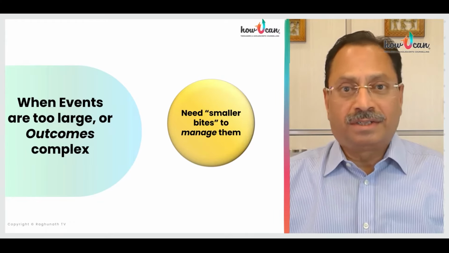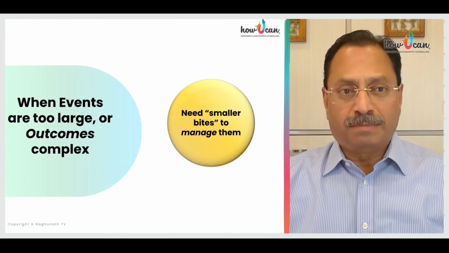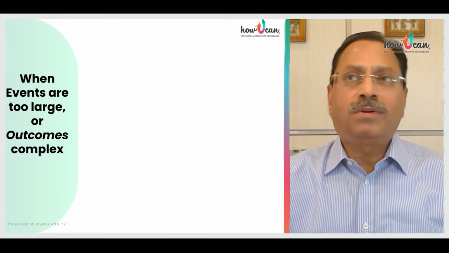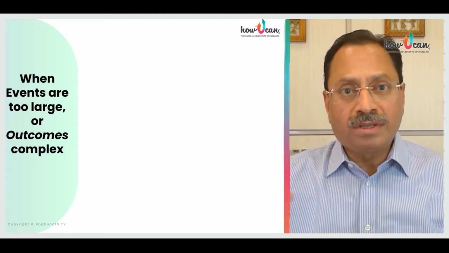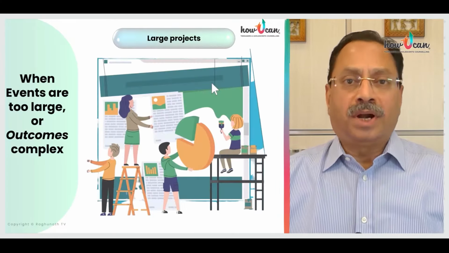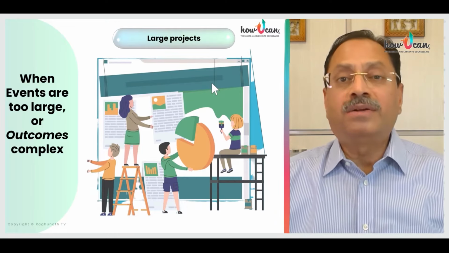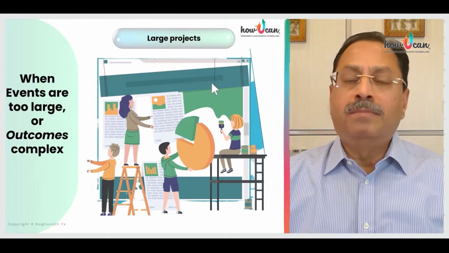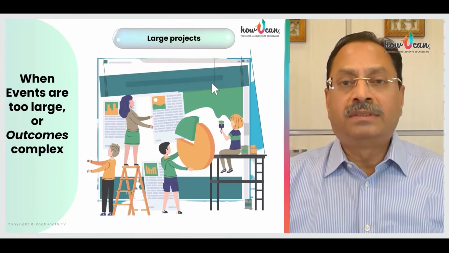In this context, let me try and explain when events are too large or outcomes complex, what kind of events in real life these are, so that you can relate to the concept I'm going to teach you. For example, a very large project. Many teammates have to each do their respective work and contribute, and then a big chart on the school board, etc. Big project, multiple things have to fall in place, multiple people have to finish their jobs.